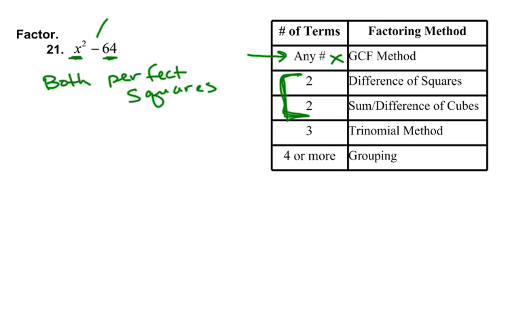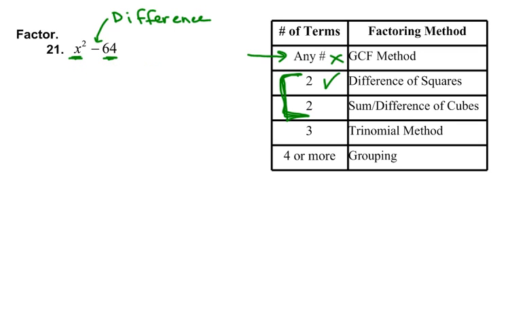And this minus sign is telling me that we have a difference. So because we have a difference and they're both perfect squares, we are dealing with a difference of squares. Now when we deal with a difference of squares, all we're going to do is take the first term and identify the number that is being squared to get it. That would be x. If we take an x and square it, we get x squared.